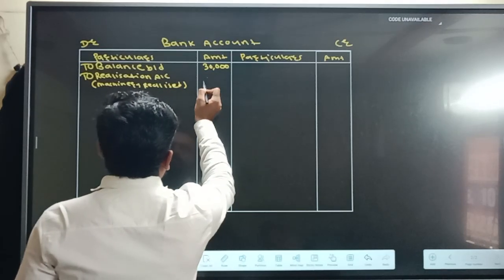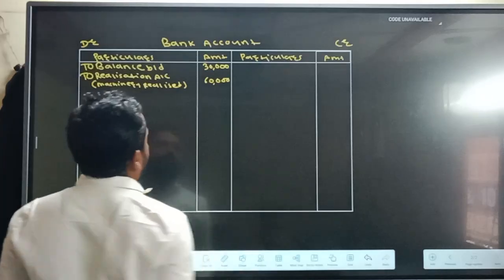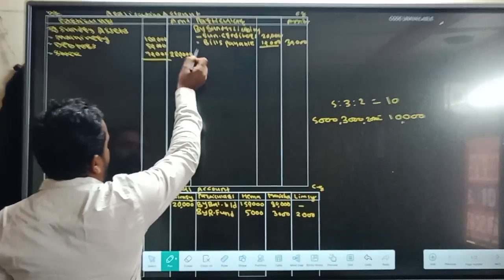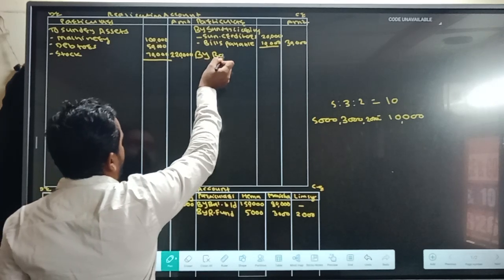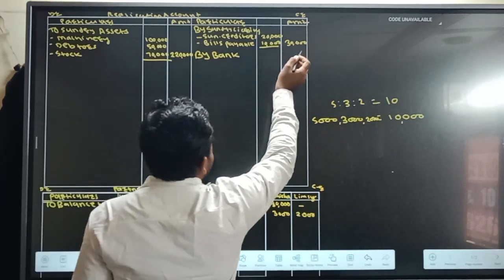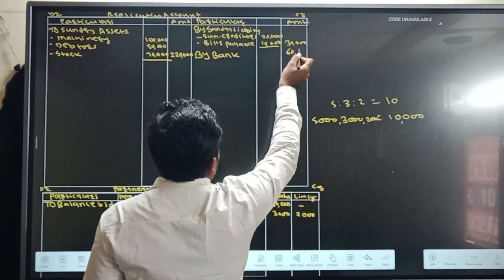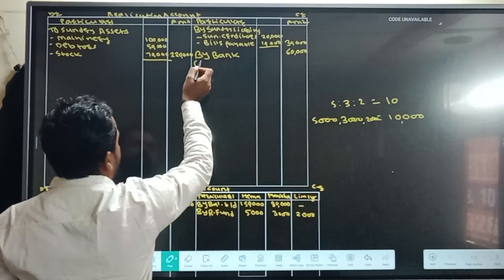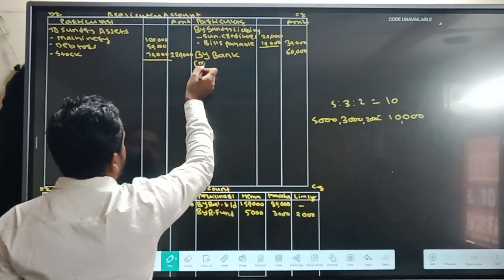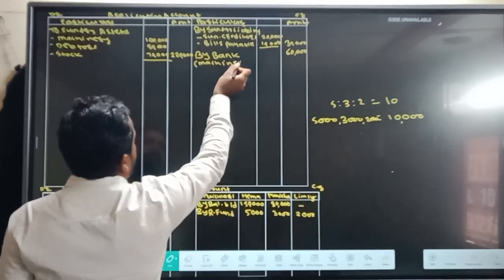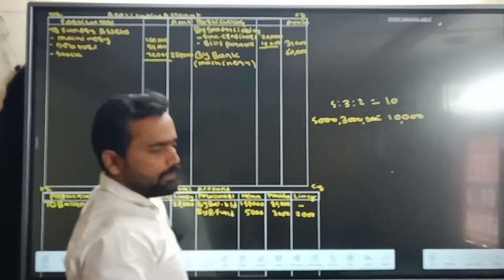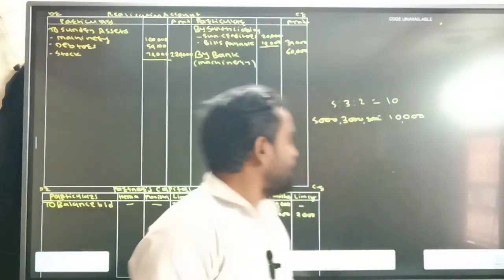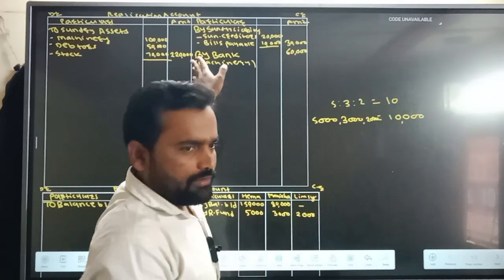Amount is 60,000. Second effect: credit side of realization account by bank account. Okay, amount 60,000. You can write asset realized, meaning machinery realized. Okay, machinery is only one asset. If there are two or more assets, we will write bank account, machinery, stock, everything.